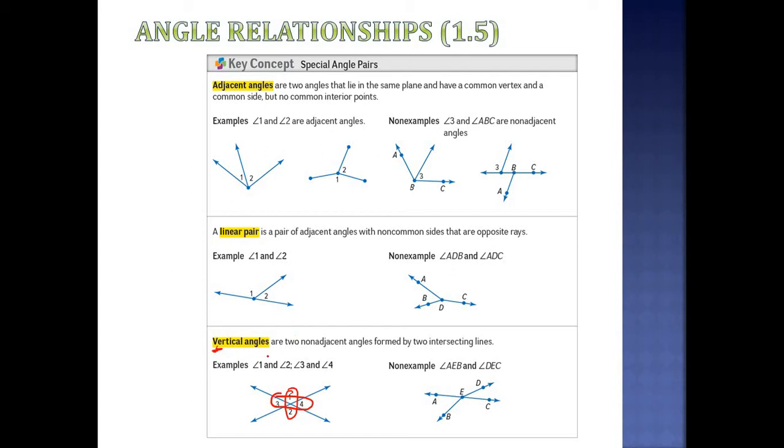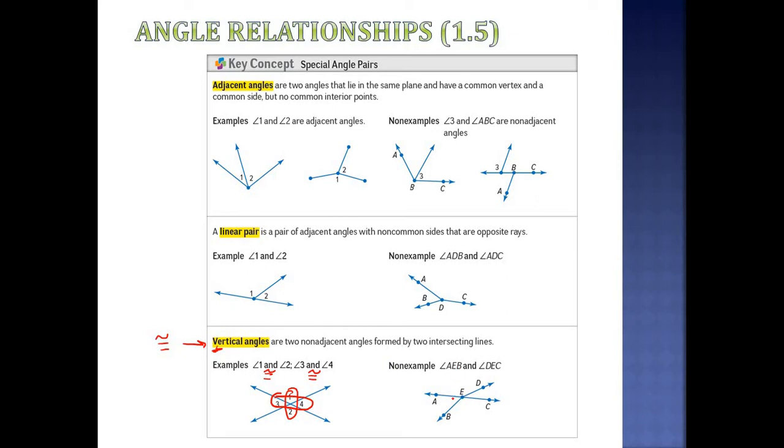You'll find as we go through the course that vertical angles are always going to be congruent. So in this case, angles 1 and 2 are congruent, and angles 3 and 4 are congruent as well. And here are some non-examples.